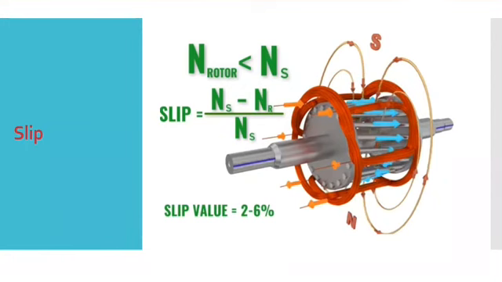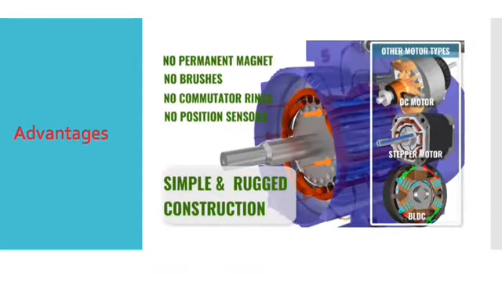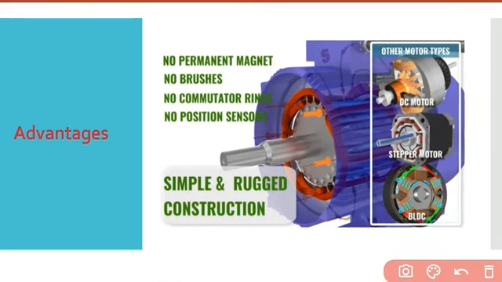Now we will see some of the advantages of the induction motor. As we know, an induction motor does not require a permanent magnet. There is no requirement of brushes. There is no requirement of commutator rings. There is no requirement of position sensors like other motors require.